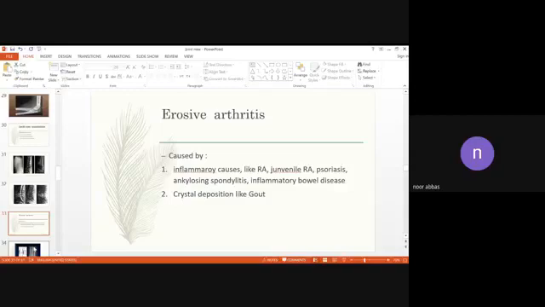Now we move to the next topic, which is erosive arthritis. Erosive arthritis is generally caused either by inflammatory causes such as rheumatoid arthritis, juvenile rheumatoid, psoriasis, ankylosing spondylitis, inflammatory bowel disease. All these are called seronegative arthritis. The rheumatoid is rheumatoid, juvenile rheumatoid. The psoriasis, ankylosing, inflammatory, we call them seronegative. And the crystal depositions such as gout also will give us erosions.